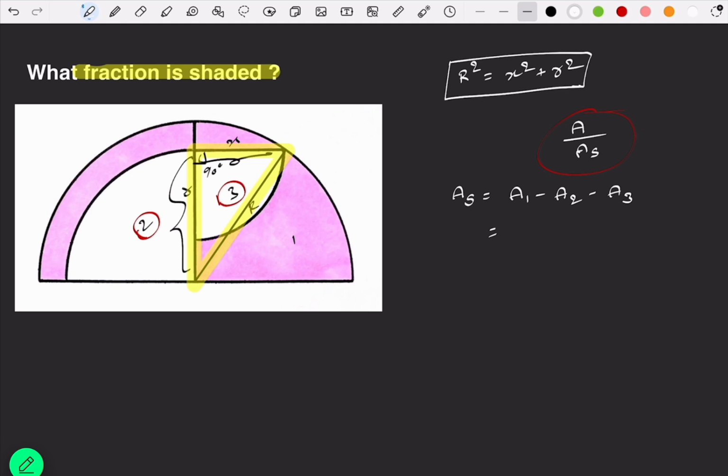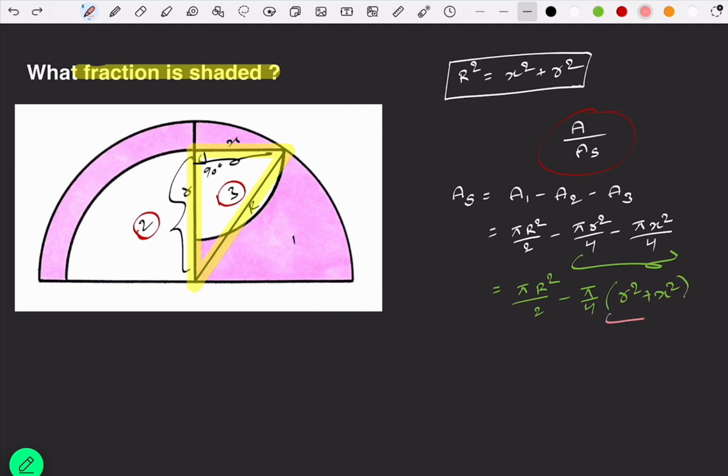A1 means the total area of the semicircle with radius capital R. So it is pi times R square divided by 2, right? Minus now the area of the second quadrant. The area of a quadrant is pi r square by 4, right? Here r is small r, so pi r square divided by 4, minus the third quadrant, pi times x square divided by 4. From this term, if we take minus pi by 4 as common, we can write it as pi times R square by 2 minus pi divided by 4 times (r square plus x square).